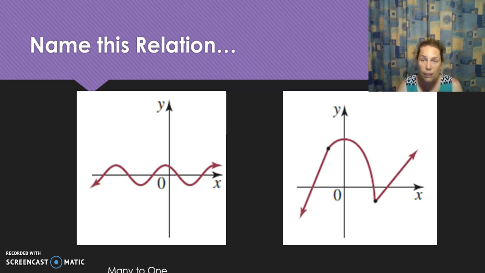With the one on the right, as we scan down, it's being cut many times, 2, sometimes 3 times. But as we scan across, it only ever gets cut at 1 point. So it as well is a many to one.